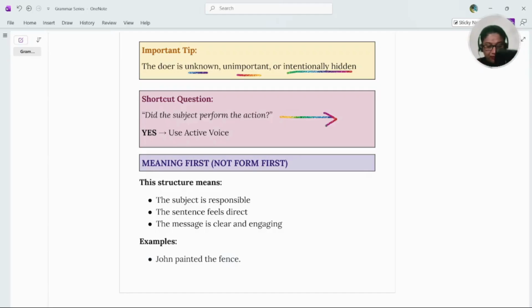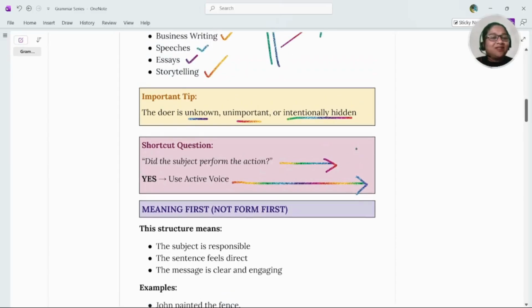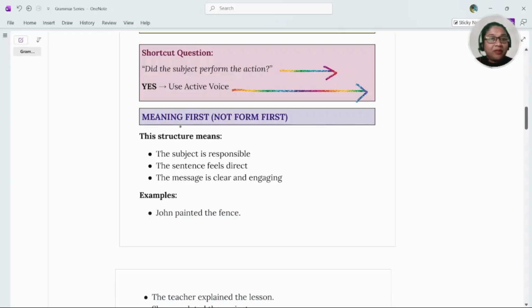You have to ask yourself: did the subject perform the action in the sentence that I have created? If it's a yes, then it's a great job. You are on the right track, to what? Obviously, to use the grammatical tool that we're talking about today. Correct? Great. Let's look at another important point for today: meaning first and not form first.